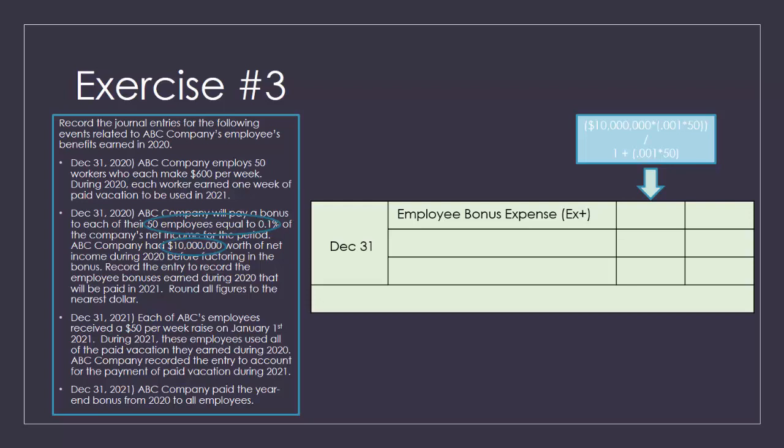So if we take 10 million and multiply it by the product of 0.1% and 50, and then divide it by 1 plus the product of 0.1% and 50, we're going to come up with $497,512 rounded to the nearest dollar. That is our employee bonus expense, but we're not actually paying it. So we're going to create a liability called employee bonus payable for the same amount.